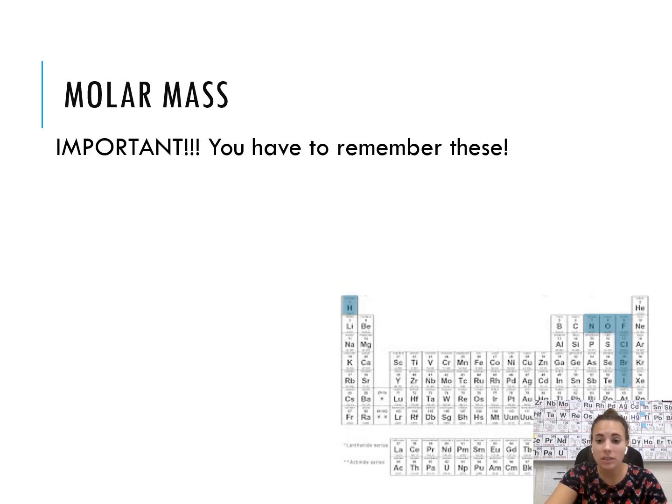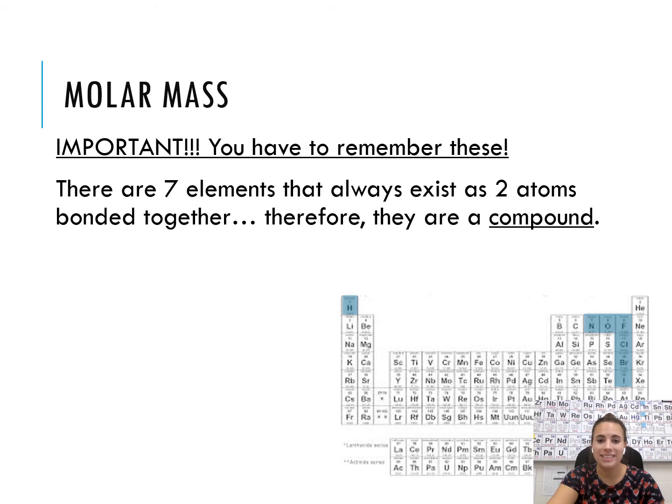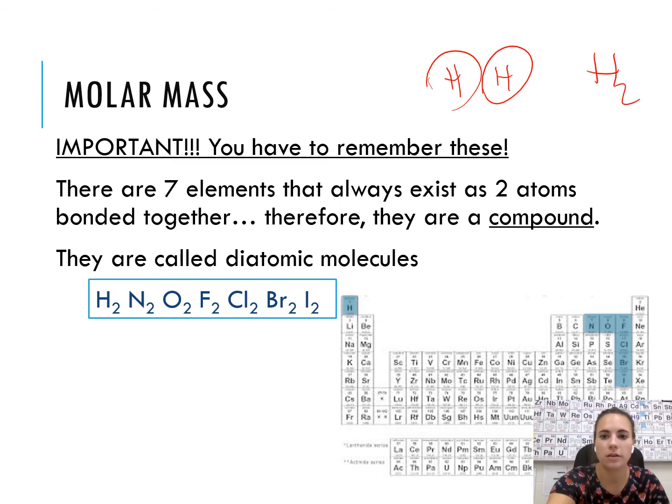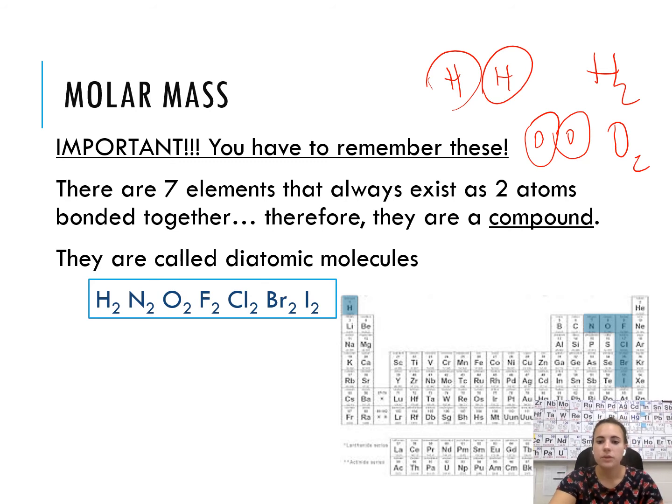Something that is extremely important to remember because it can trip you up is we have something called diatomic molecules. These 7 atoms or elements do not exist as singular atoms. If you have a sample of pure hydrogen, it is not going to be singular hydrogen atoms. It's going to be hydrogen molecules. Same thing with oxygen. You're not going to have singular oxygen. You're going to have O2. Okay? So for all of these, if they are by themselves in a pure sample, they're going to be diatomic. So their formula is going to be like H2, N2, O2.